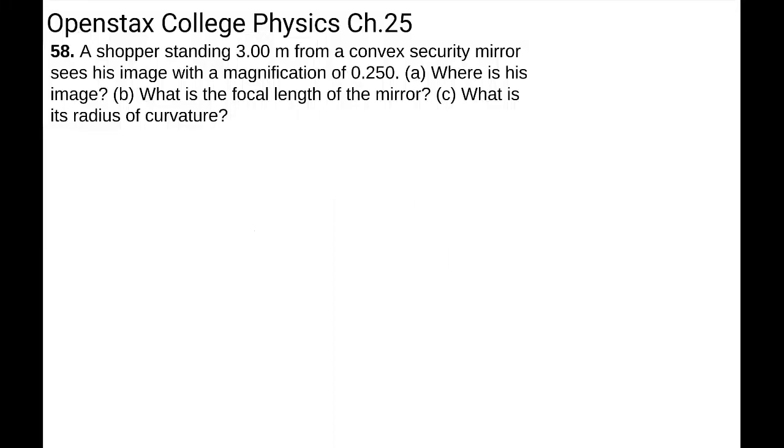Let's look at OpenStax College Physics Chapter 25, Problem 58. A shopper standing 3 meters from a convex security mirror sees his image with a magnification of 0.25. Where is the image? What is the focal length of the mirror? And what is its radius of curvature? So let's start out by writing our knowns.